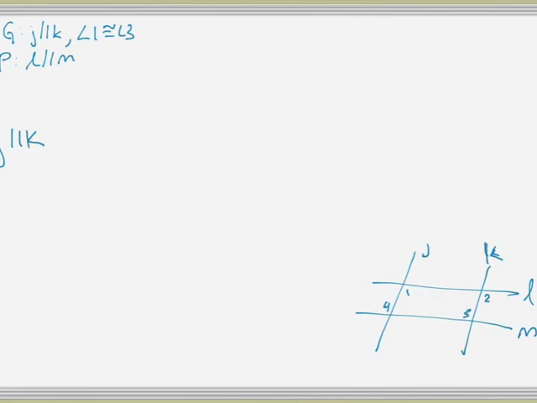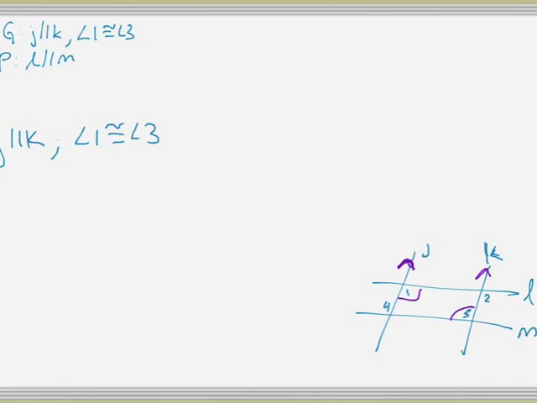J is parallel to K. Angle 1 is congruent to angle 3. We can mark that given. So J and K are parallel to each other, and angle 1 is the same size as angle 3. Angle 1 and angle 3 do not have a special relationship with each other in terms of being able to name them like AIAs or CAs or SSIAs or anything. Remember that you can only travel along one line to be able to name them special angles.